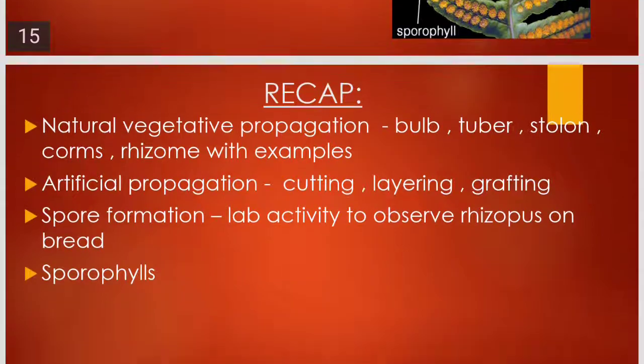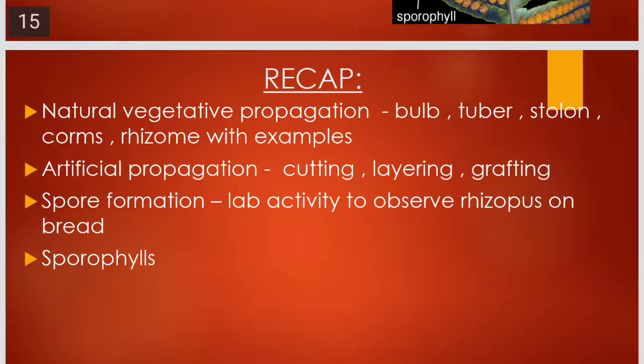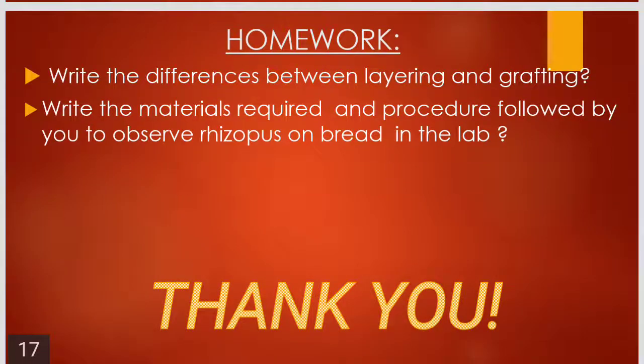So today we have seen what is vegetative propagation, how it is carried out naturally by the bulb, tuber, stolon, corm, rhizome with examples, and we have also seen artificial vegetative propagation, that is cutting, layering, grafting, spore formation. And we have also seen the lab activity to observe the rhizopus on bread, and lastly we have seen what are sporophylls. So today's homework is to write the differences between layering and grafting.